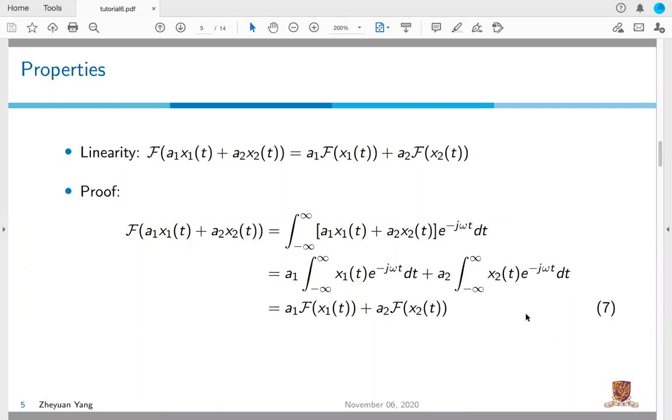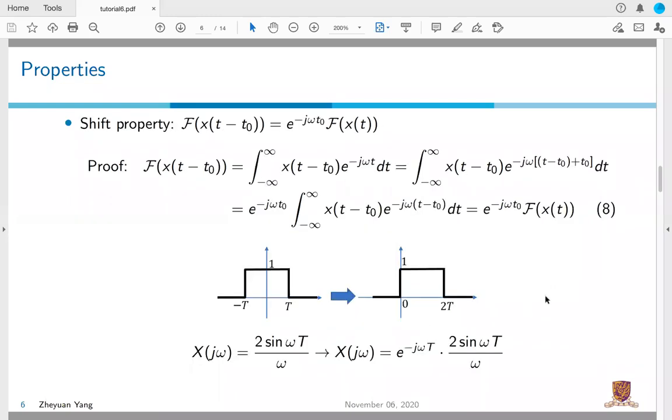The proof is quite simple. We use the continuous time Fourier transform. It is equal to the integral of our signal a1x1 plus a2x2 times e to the power minus j omega t. And we use the associative rule of the integral, and we move the constant before our integral. So we have a1 times the integral of x1 e to the power minus j omega t dt. So this one is the Fourier transform of x1(t). Similarly, the second term is equal to a2 times the Fourier transform of x2(t). So we prove the linearity property of the Fourier transform.